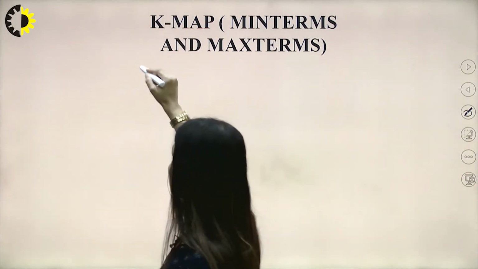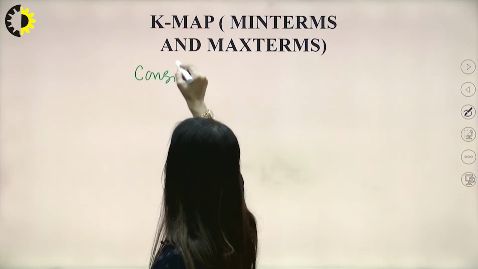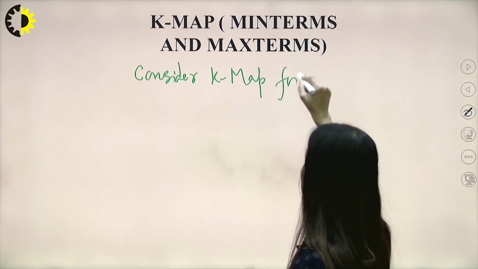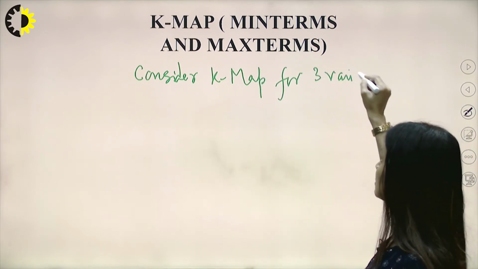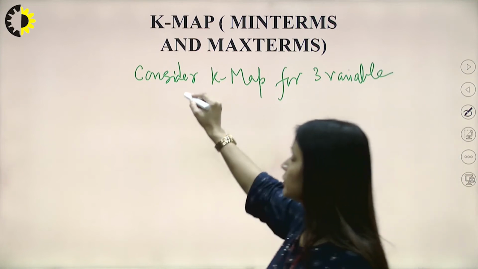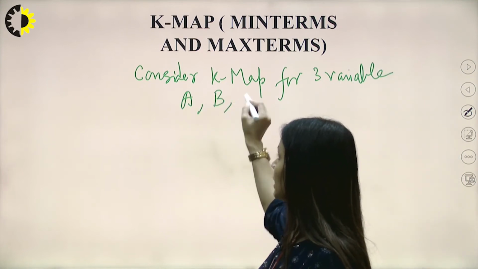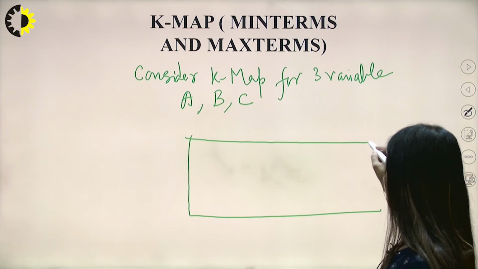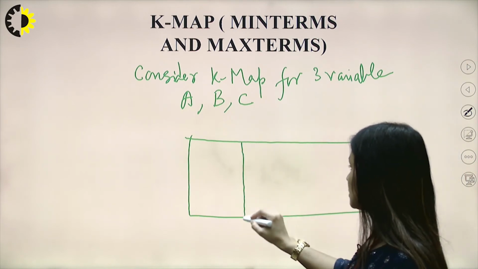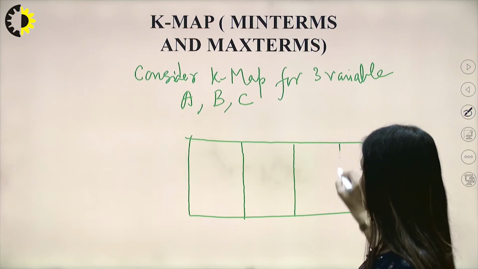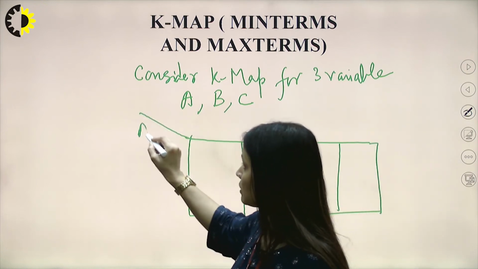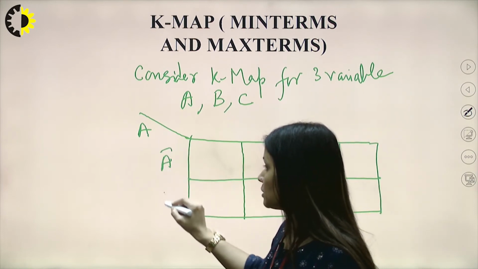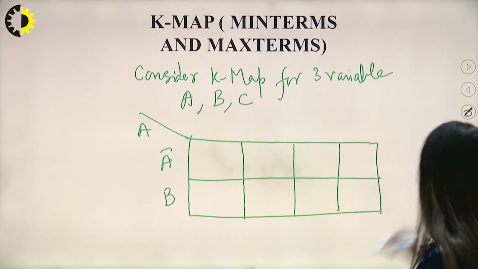Let's consider a K-map for 3 variables. How to write it? I have 3 variables A, B and C. The first variable I will write like this, with only 2 possible values, A bar, A.